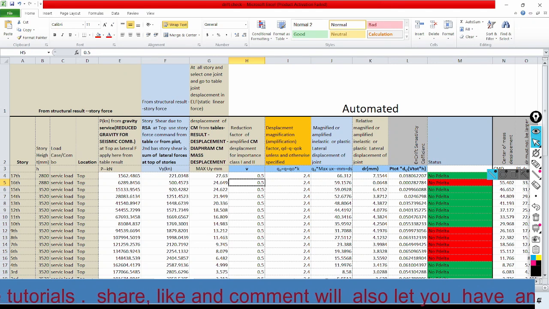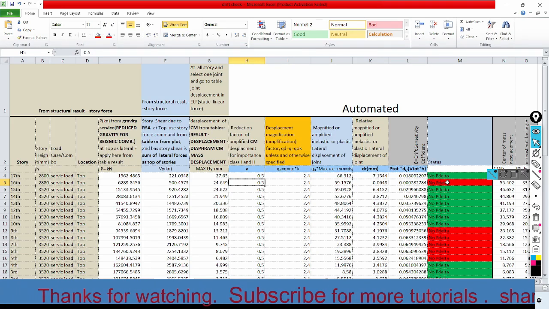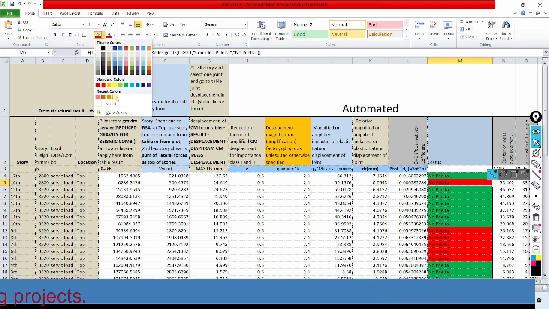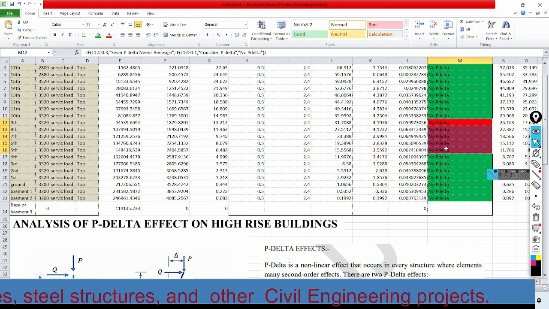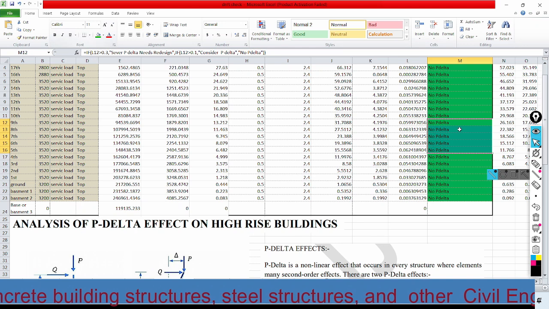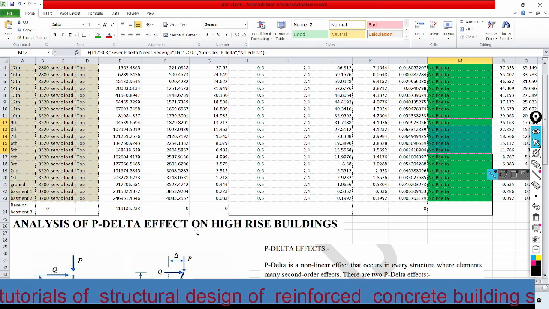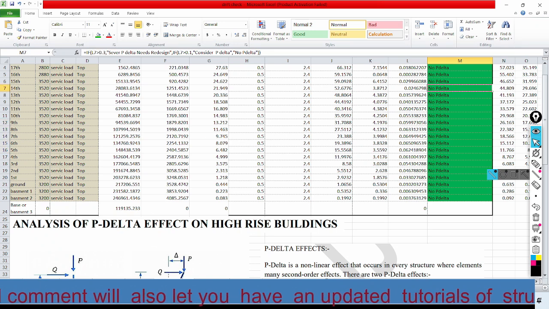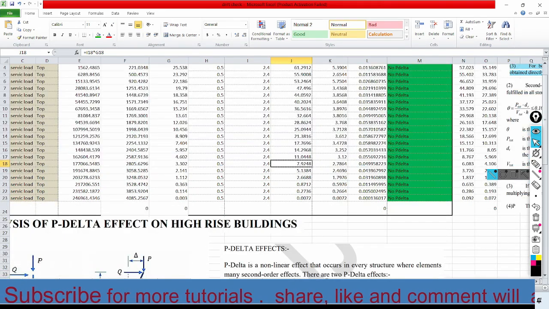So the P delta effect along the negative y direction is just like this. Here, there is no P delta, and here there is no P delta also. So in y direction, in positive y and in negative y direction, no need of considering the effect of P delta. In negative y direction and positive y direction, there is no problem on P delta.